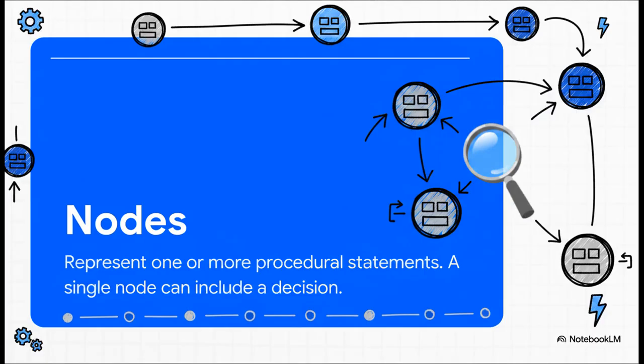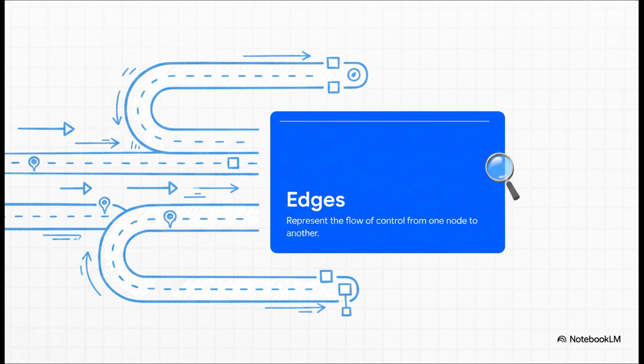So each node on this map, which we show as a circle, is like a destination. It represents a block of code, one or more statements that get executed one after the other with no branches or decisions inside it. And the edges, well, these are the pathways, the actual lines that connect our nodes. They basically chart the flow of control, showing us exactly how the program can move from one block of code to the very next one.